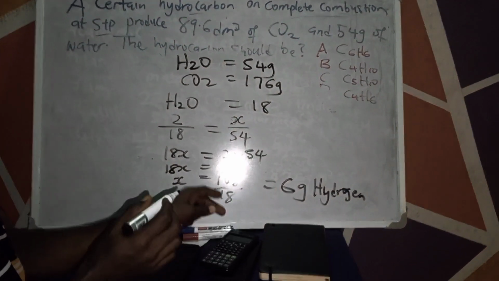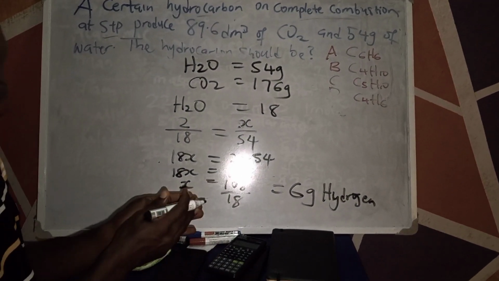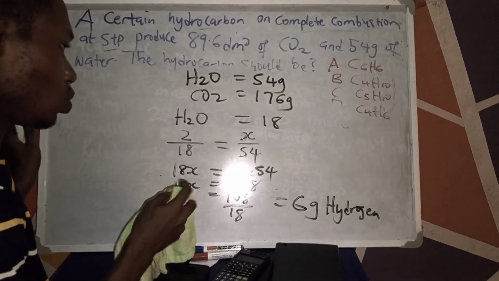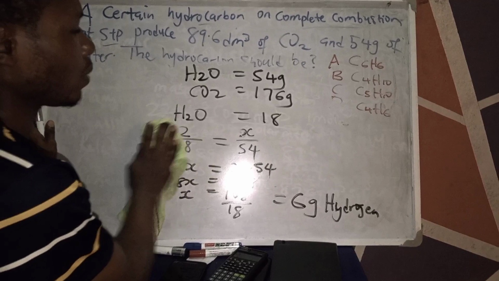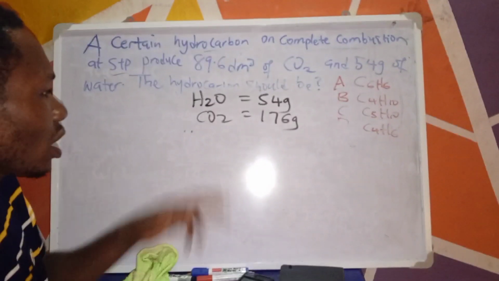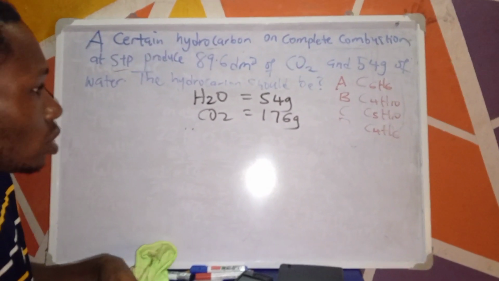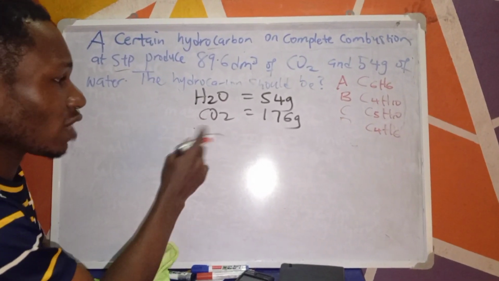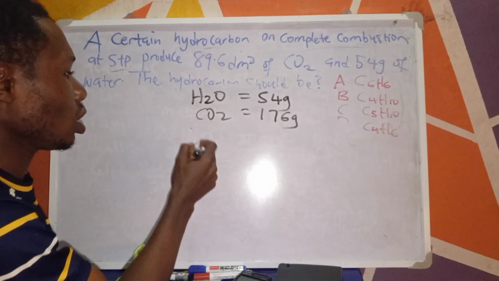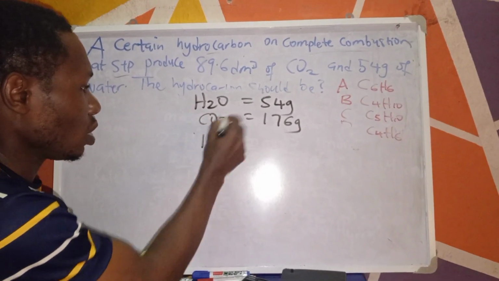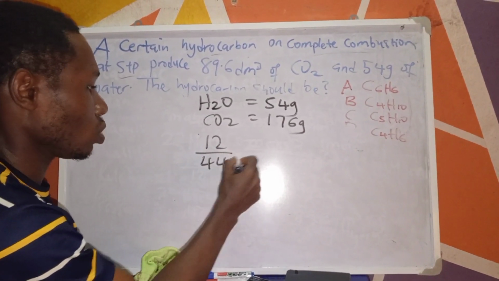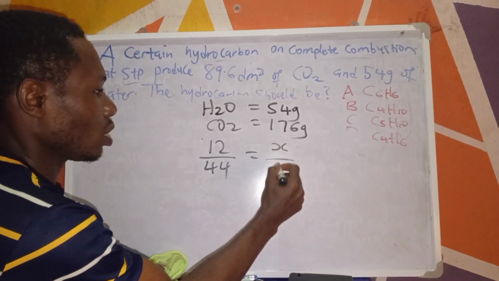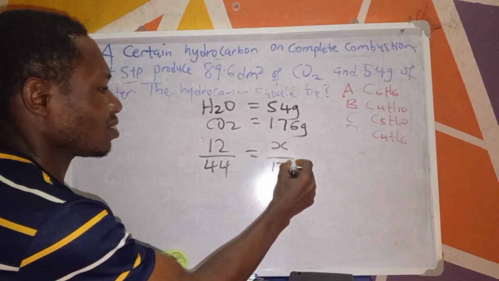The same method we apply here is the same method we are going to apply to get the mass of carbon from the CO2. Now let's go over to getting the mass of carbon. To get the mass of carbon from here, we'll apply the same method we use. So we get the mass fraction of carbon in relation to this whole thing. And here, carbon is 12, this whole thing is 44. And we have x of carbon over 176 gram.